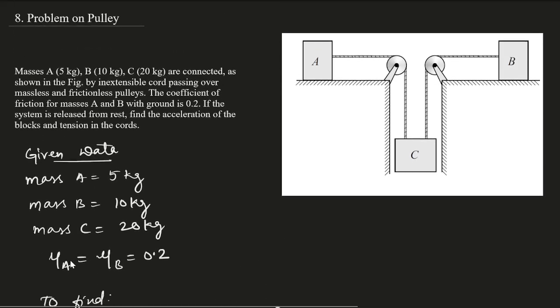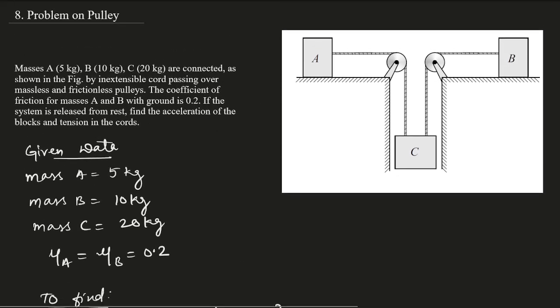First of all, we'll try to understand the problem here. If you see, we have two blocks, mass A and mass B, and we have two strings as well. Mass B is connected to C separately and mass A is connected to mass C separately. We have two different blocks and two different strings, so the tension will be different because the masses of the blocks are different.